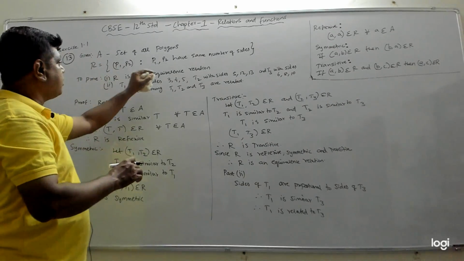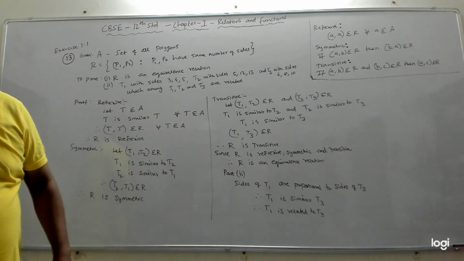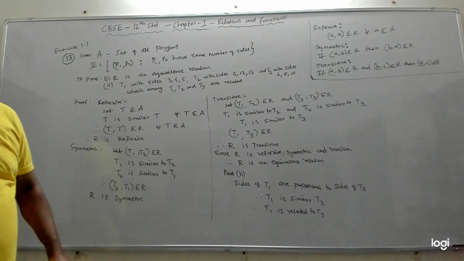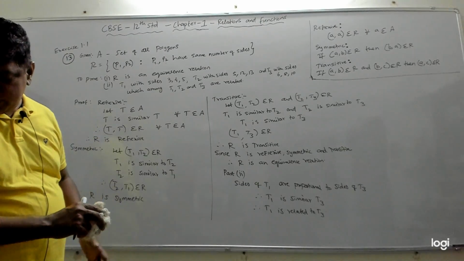Now we should show that R is an equivalence relation. That is part 1. And also we should find the triangles. We have to find all the elements in A related to the right triangle T.